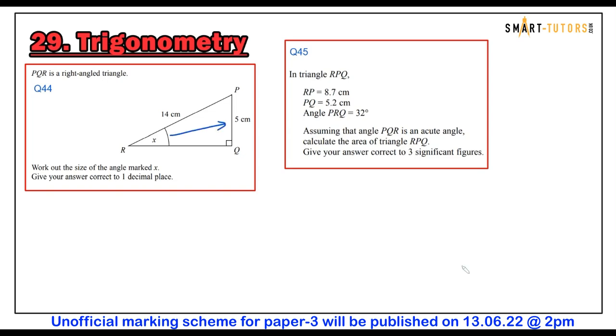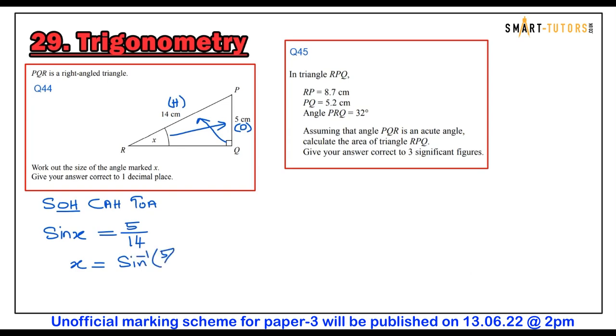So X is opposite. So this has to be O, opposite. And 90 degrees opposite is the hypotenuse. This has to be H. So O and H means SOH. If you write the equation, SOHCAHTOA, O and H is related to sine. So sine x equal opposite is 5, hypotenuse 14. So x equal sine inverse of 5 over 14, and you can find the answer.